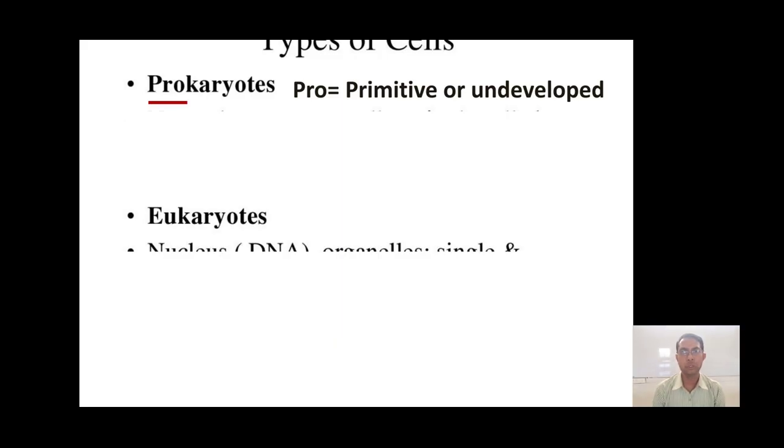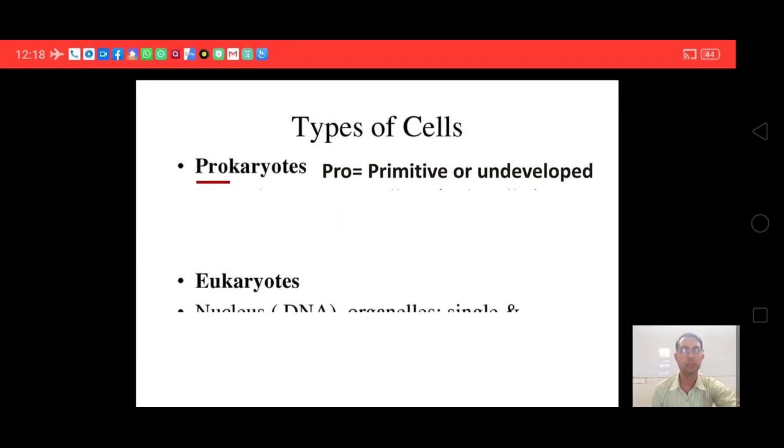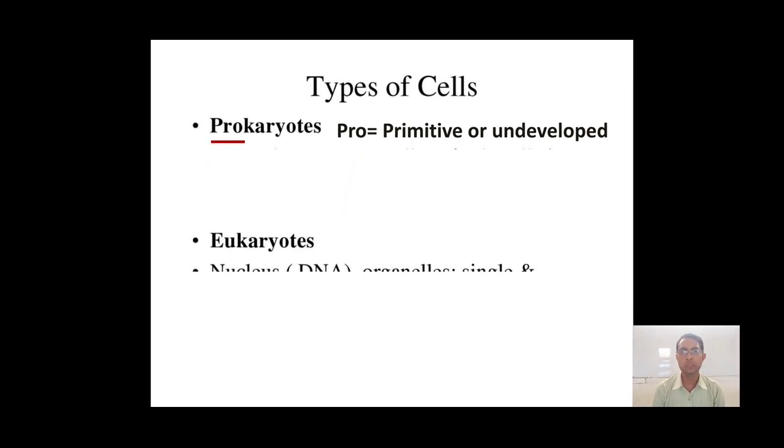Now moving to the eukaryotes, eu and karyon are the two Greek words. Eu means good, or we can say a developed one, and karyon means nucleus. So prokaryote and eukaryote have this basic difference: primitive or undeveloped, and eukaryote meaning good or well developed cells. By looking at these two terms, we can clearly say that prokaryotic cells are those cells which come earlier, later on they developed, and it gives rise to the eukaryotic cell.